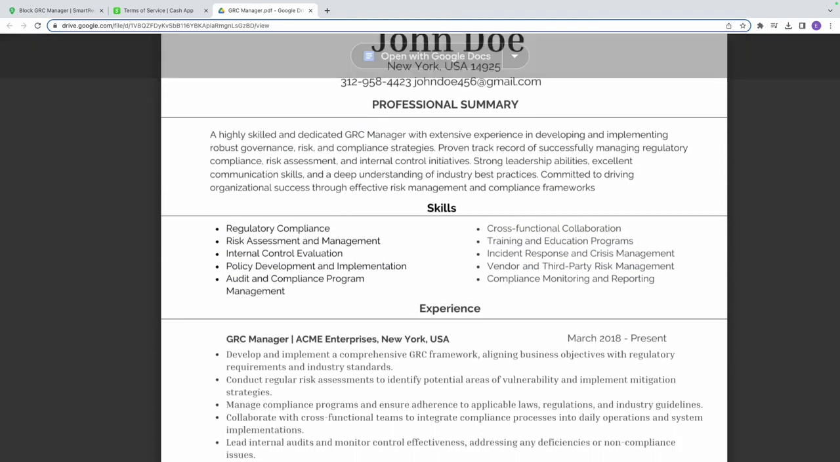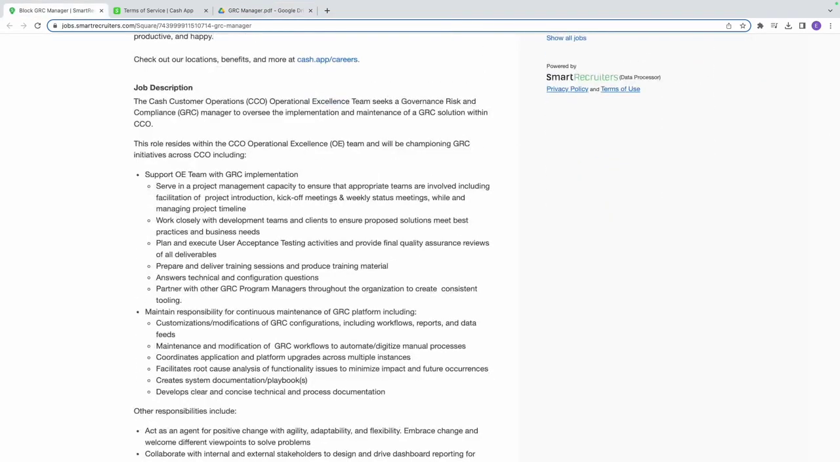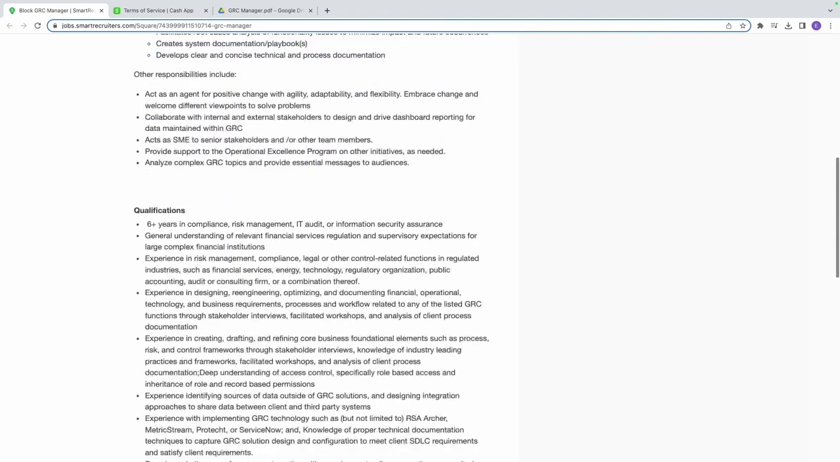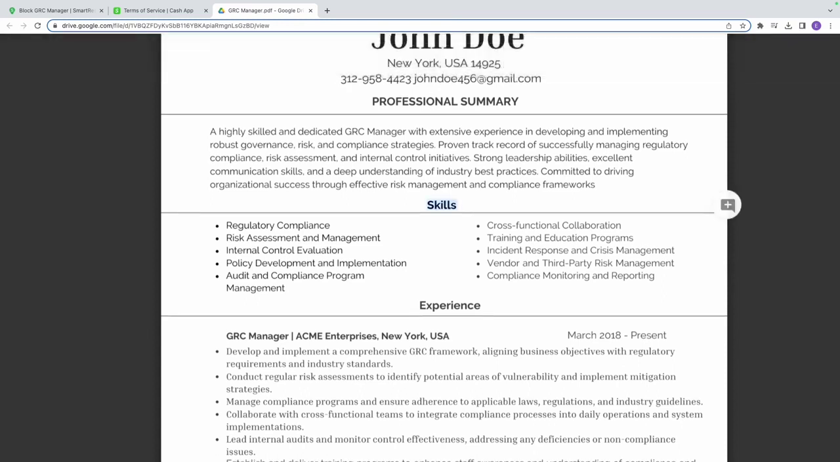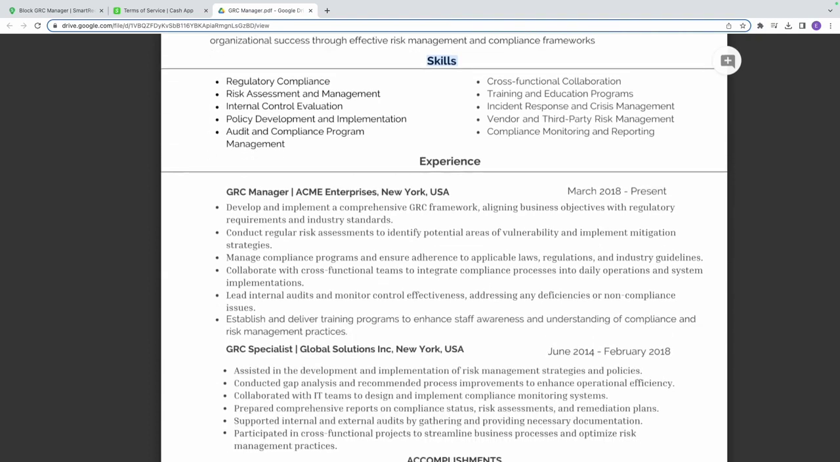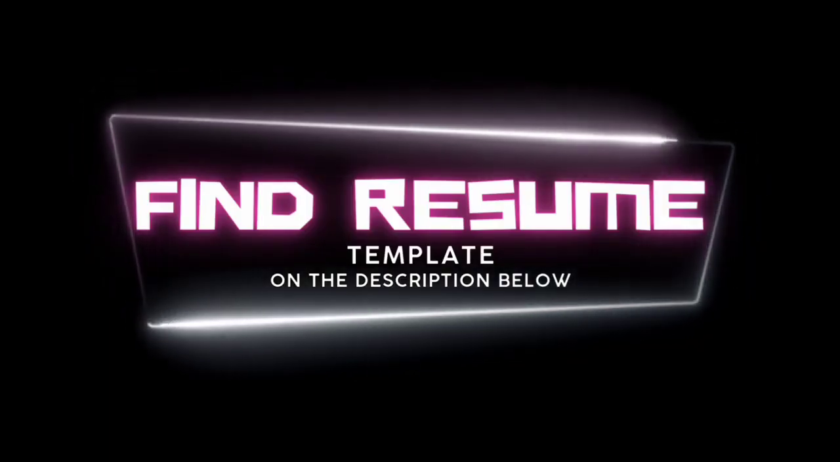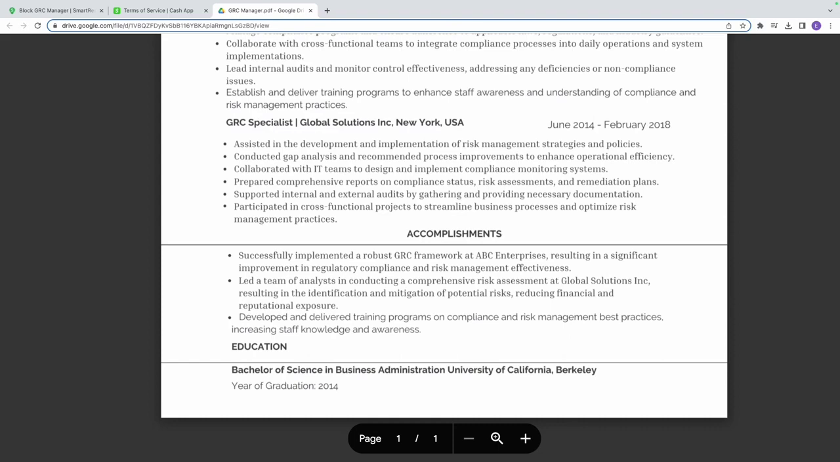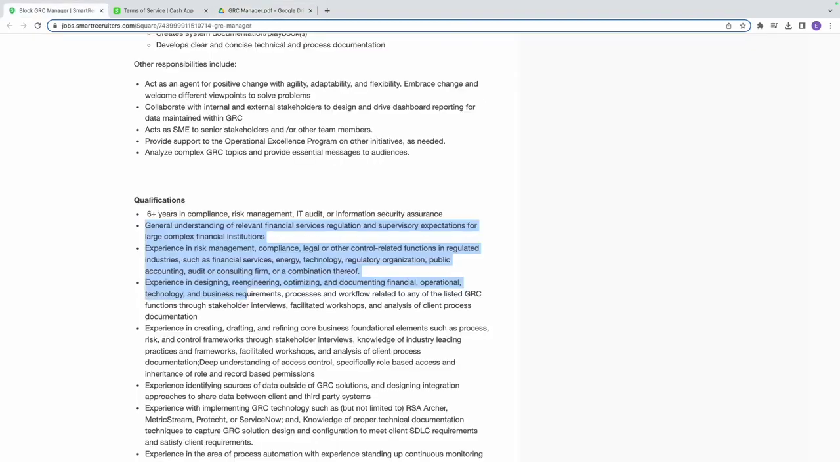Even the skills: regulatory compliance, risk assessment and management, internal control evaluation, everything that they have asked for, from their job description up to the qualification, was crafted carefully so that when you apply and the recruiter is trying to pick resumes for who they should call, you're going to be part of those they will call for an interview. And here is the experience. You can take a look at this, copy it. Also look at the accomplishments and education. Take a look at the way this resume is set up, and apply for this role.